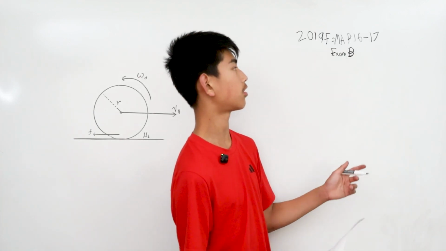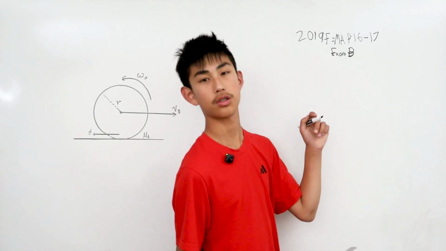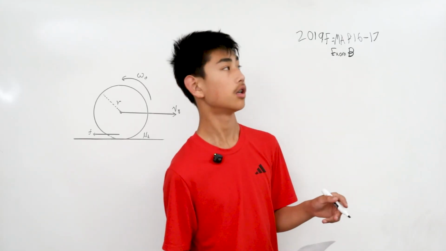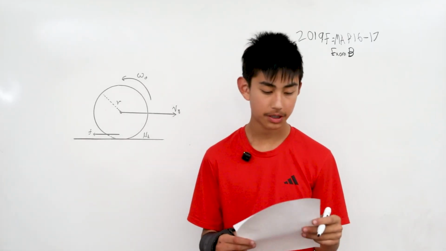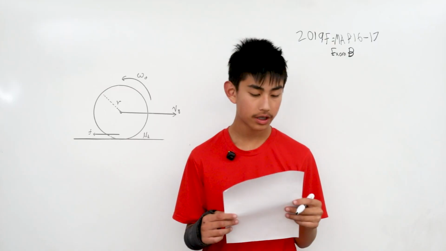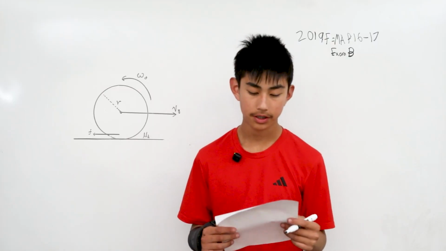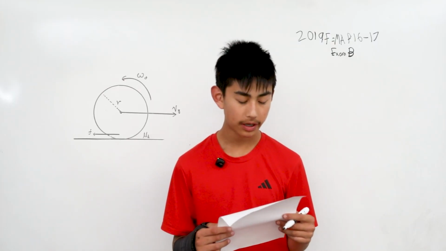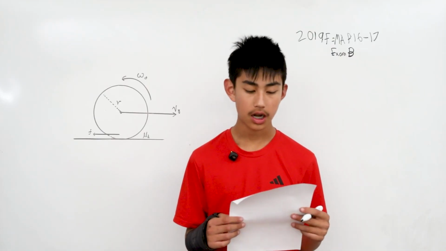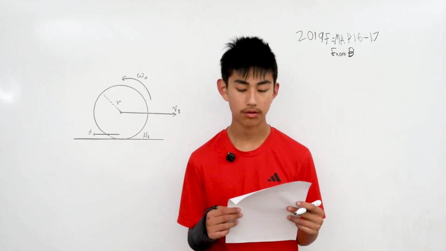We're solving problem 16 to 17 from the 2019 F equals MA exam B. The following information applies to 16 and 17. A hoop of radius r is launched to the right at initial speed v0 at ground level.